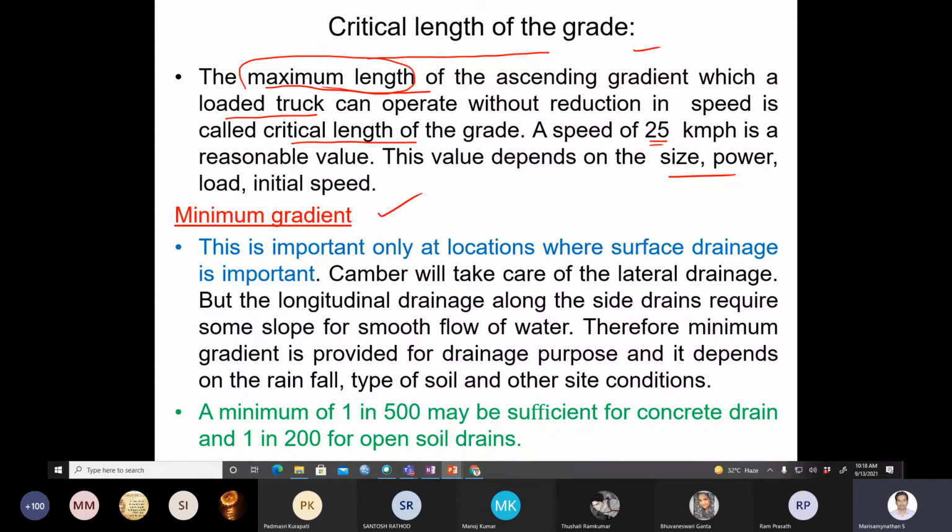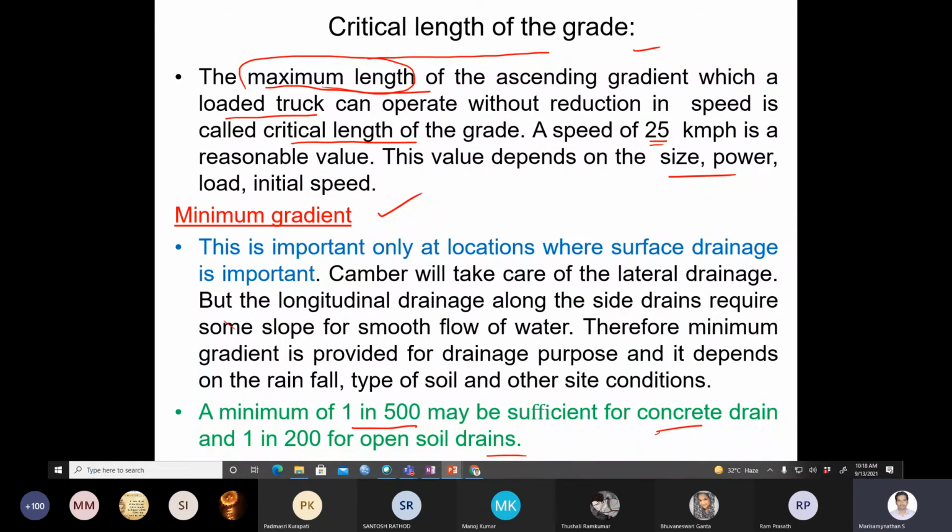So that is considered as a minimum gradient, where it is not strictly required, but we still need to provide it by considering the rainfall and drainage situations. It might be sufficient to provide 1 in 500 for concrete drains and 1 in 200 for soil drains. So according to the drain type, we provide it. These are the four major terms with respect to the gradient. It might look simple, but keeping it in mind and understanding it can cause some difficulties.